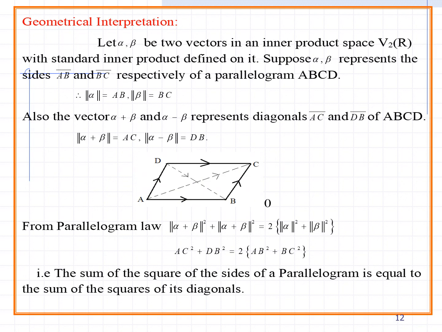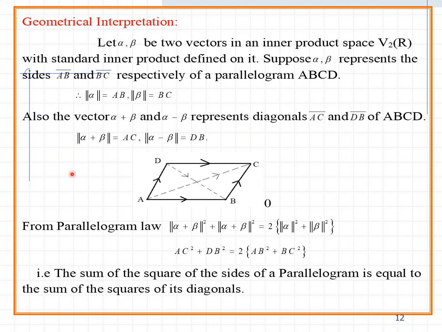So let us see the geometrical interpretation. Let alpha comma beta be two vectors in an inner product space. A vector has magnitude and direction, so automatically geometry is involved. The two vectors are in the inner product space V2 of R with the standard inner product defined on it. Suppose alpha comma beta represents the sides AB and BC respectively of a parallelogram ABCD. So norm alpha equals AB and norm beta equals BC. Also the vectors alpha plus beta and alpha minus beta represent the diagonals AC and DB of ABCD.